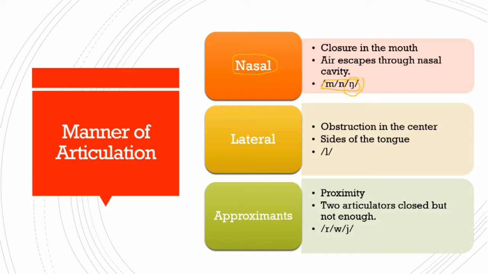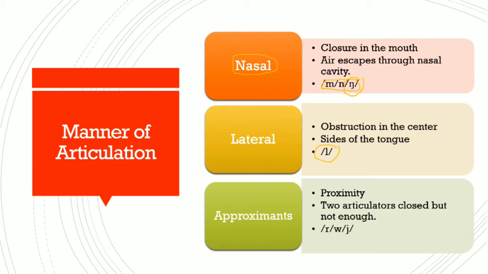Lateral consonants. Here there is an obstruction in the center of the oral cavity. The air flow is around the sides of the mouth, around the sides of the tongue. So when you produce l, this is the only lateral consonant. The obstruction is in the center. You raise your tongue to the center of the mouth, and the air goes out through the sides. Try.